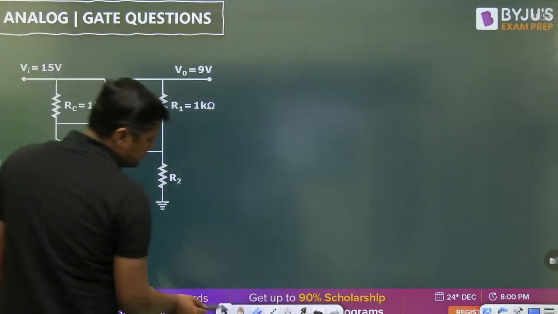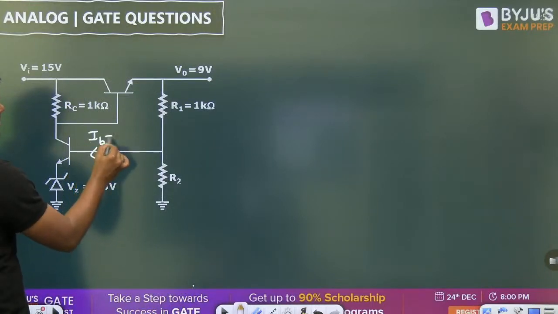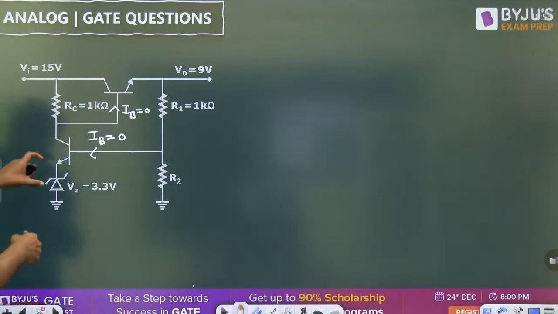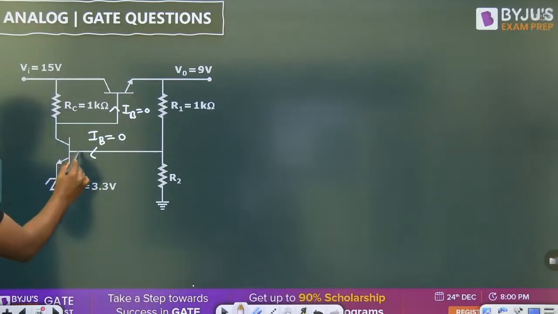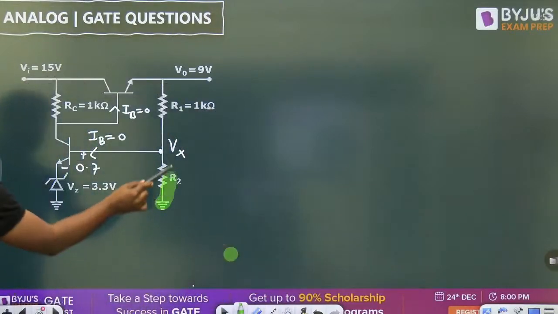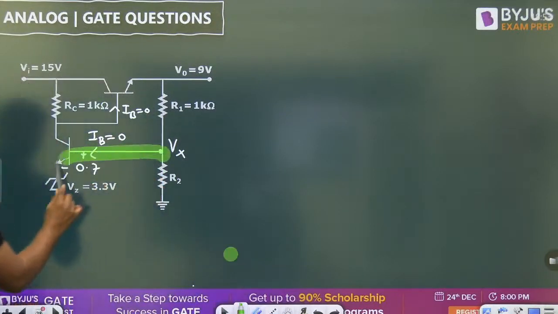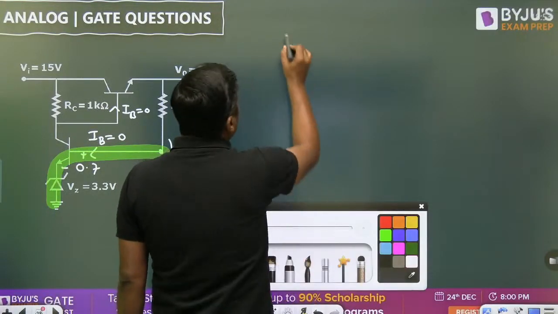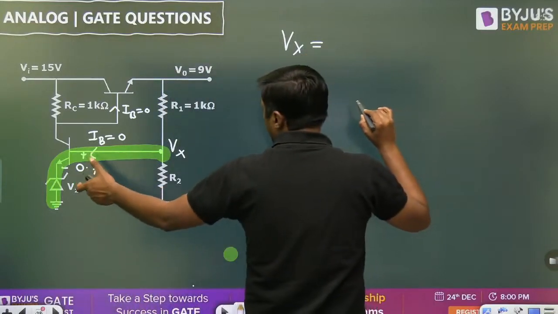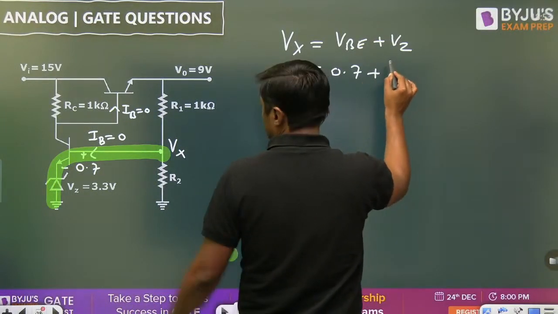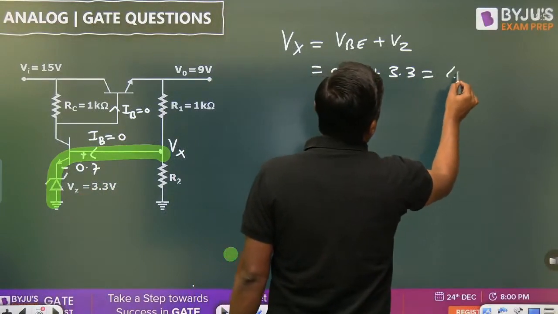Now to find R2, remember this current is what? 0. Base current is 0. This base current is 0. Beta is very large. Now the voltage across the Zener diode is 3.3 volt and the voltage across this BJT is what? 0.7 volt. So what is the voltage at this point? Vx. So write down the KVL here from this point to this point. When I am writing the KVL, it will become Vx is equal to 0.7, that is the VBE, plus VZ. 0.7 plus 3.3. That is 4 volt.